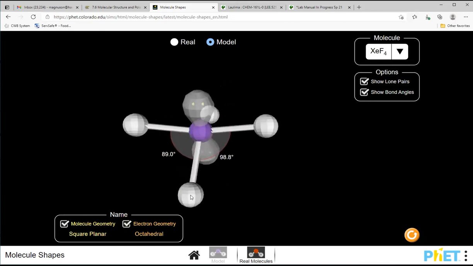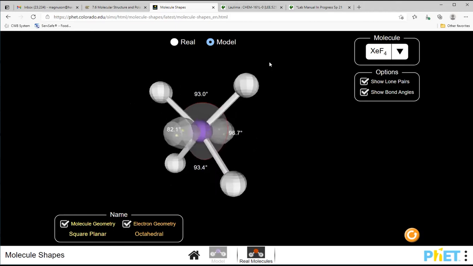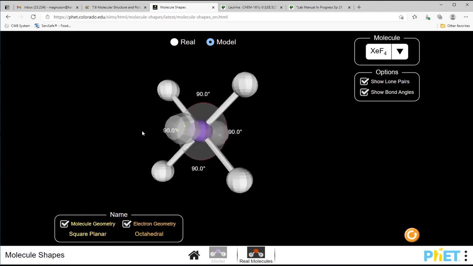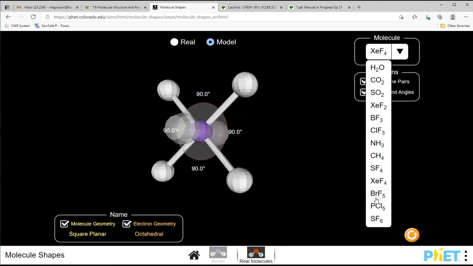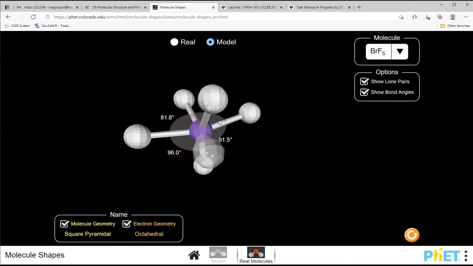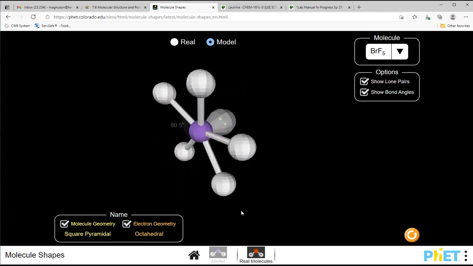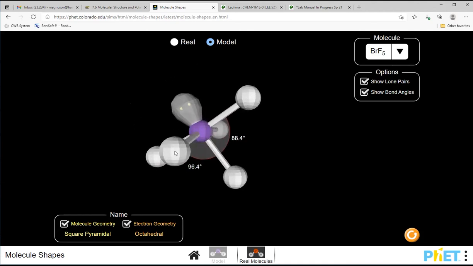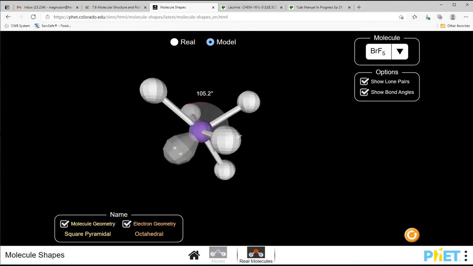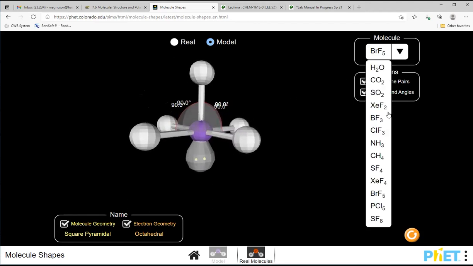Xenon. What is xenon? Xenon is forming bonds. Crazy. Yes. So this is a square planar. Bromine pentafluoride. What is this thing? Square pyramidal. What is our square pyramid? That's kind of cool. PCl5 we did, SF6 we did. Any questions?